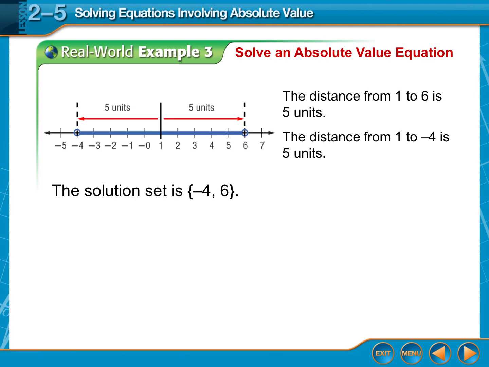Skip to this slide. We want to solve the absolute value equation. Once again, the distance from 1 to 6. It started with negative 4, and it started with 6. We want to find the point that is in the middle. So 1 is in the middle because why? How is 1 in the middle? Because they're both 5 units away from 1. So that is what that one is talking about.